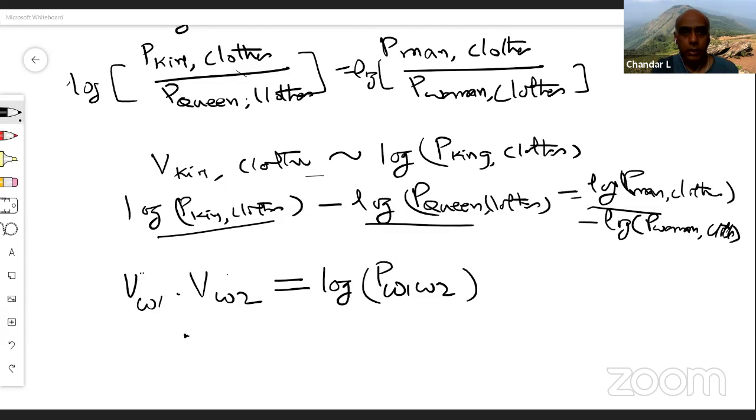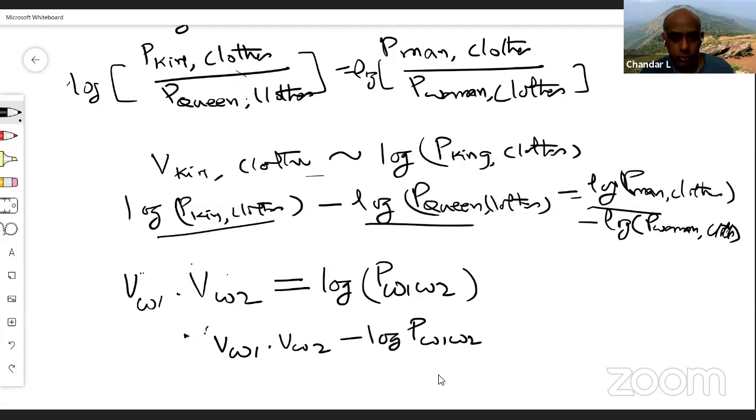Okay. So I think more or less this is what it was. So from here, what is actually this dot product? We call it a dual vector. So let me mention this. The way it is done is you have W1 dot VW2 minus the logarithm of P(W1, W2).